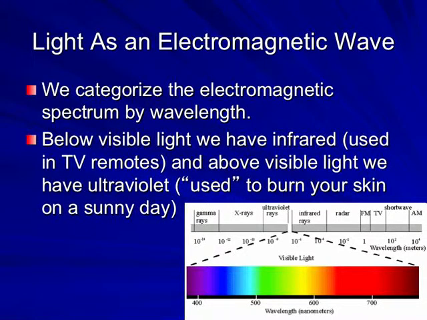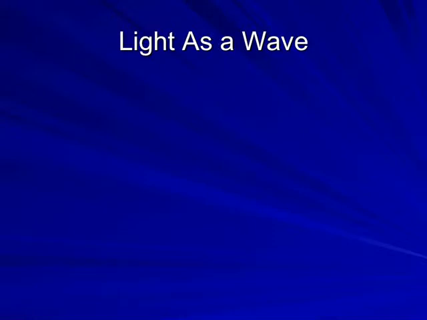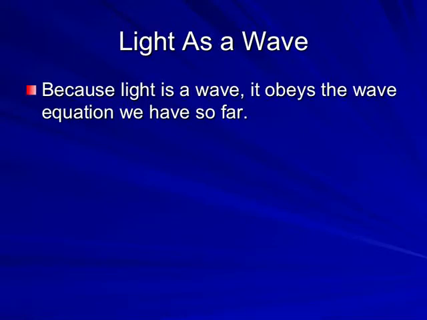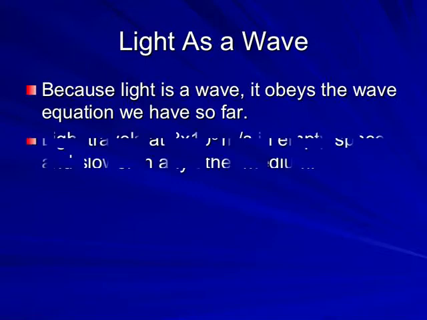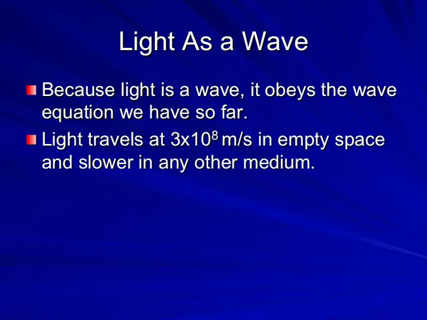Okay, so we said that light kind of has two properties. It has kind of the particle-like property and the wave-like property. So since light behaves as a wave, it's going to follow that wave equation that we have so far, v equals f lambda. For light, that v, that speed, is 3 times 10 to the 8th meters per second.